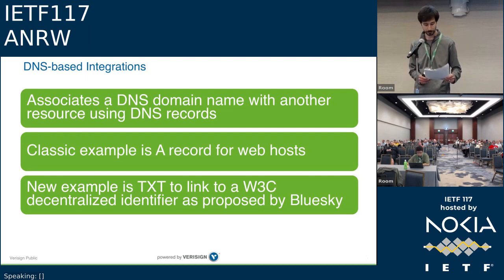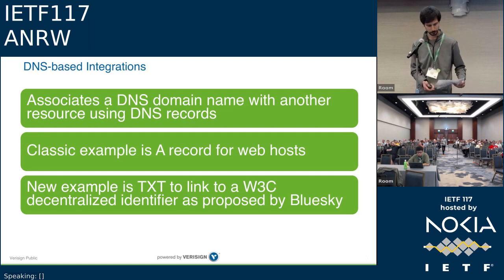These are the kind of integrations that you use on a daily basis whenever you open a web browser or use your mail client. Newer examples are coming from the decentralization application community, including through the use of W3C decentralized identifiers. For example, what Bluesky is doing to link a DNS domain name to a W3C DID through a TXT record for their platform. Another example is the proposed W3C DID method, DID DNS, which stores a DID directly in the DNS as a URI record.